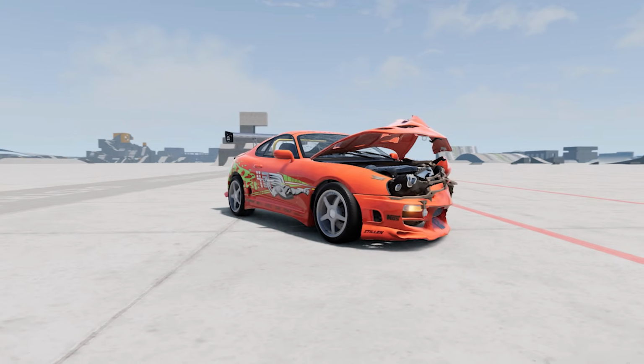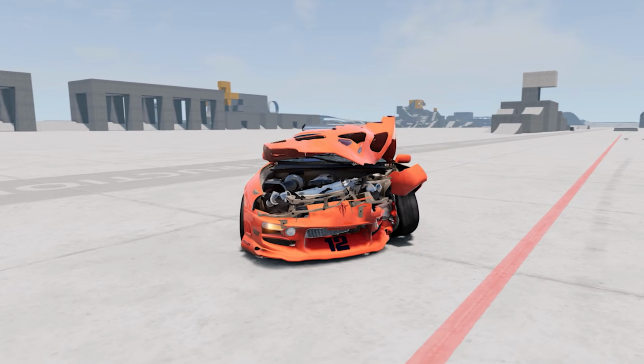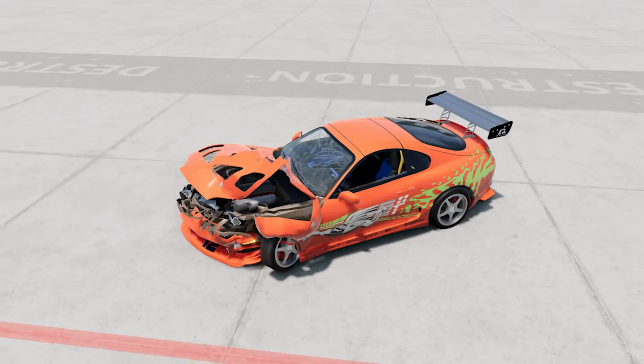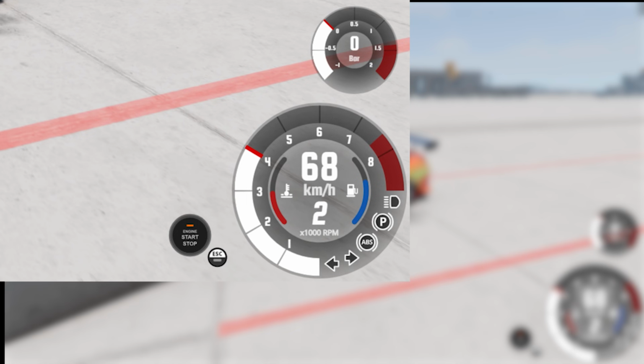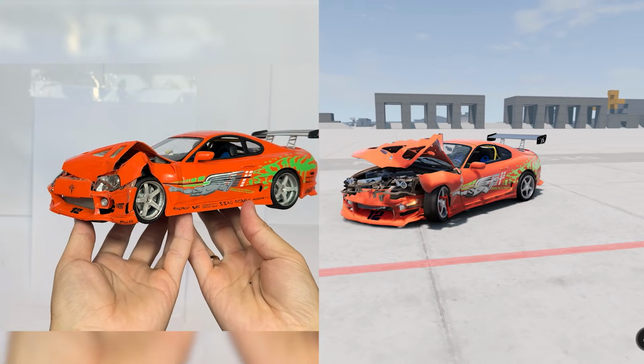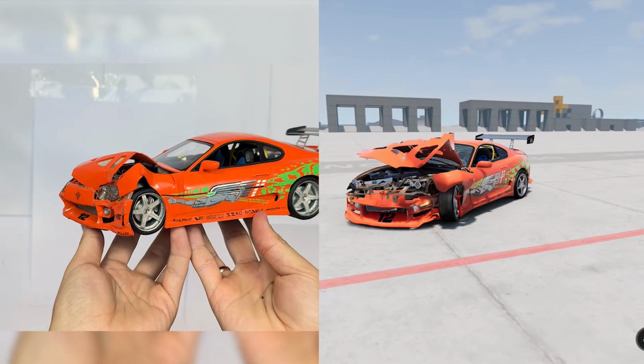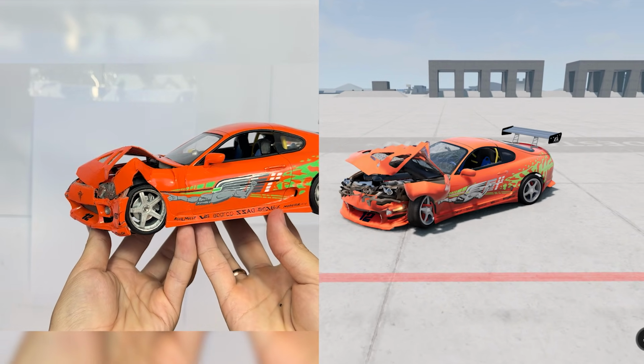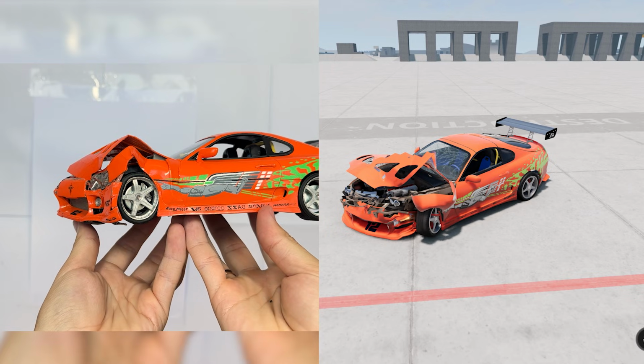This is the kind of damage the game shows us. Crashed with the same left side of the car. The speed at the time of the collision was 68 kilometers per hour. This means that the plasticine Toyota Supra crashed at about the same speed. Since the damage is very similar, it looks like the hood, side, wing, and bumper are bent.